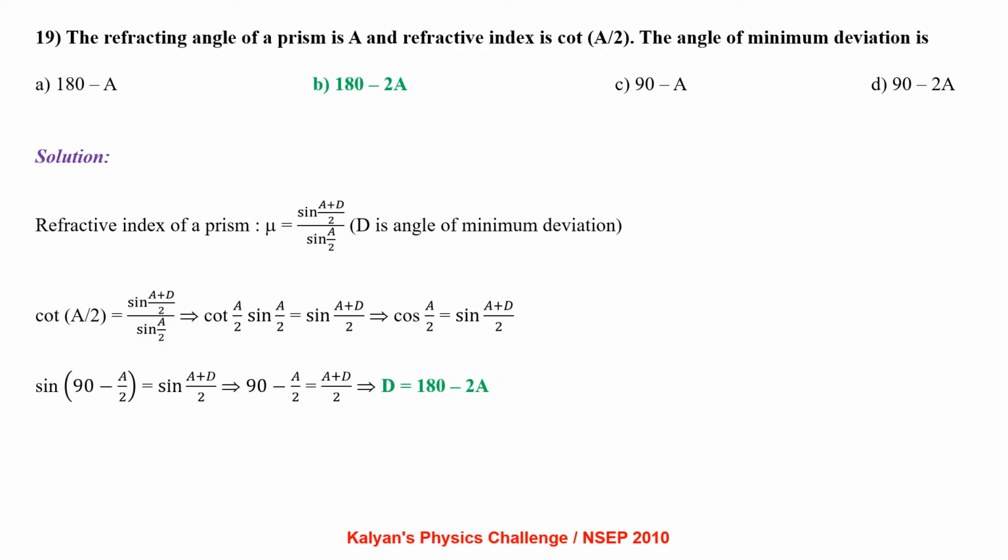The refracting angle of a prism is A and refractive index is cot A by 2. The angle of minimum deviation is? Refractive index of the prism mu equal to sin((A plus D) by 2) by sin(A by 2), where D is the angle of minimum deviation. Cot A by 2 equal to sin((A plus D) by 2) by sin(A by 2). Upon simplification, we get angle of minimum deviation equal to 180 minus 2A.